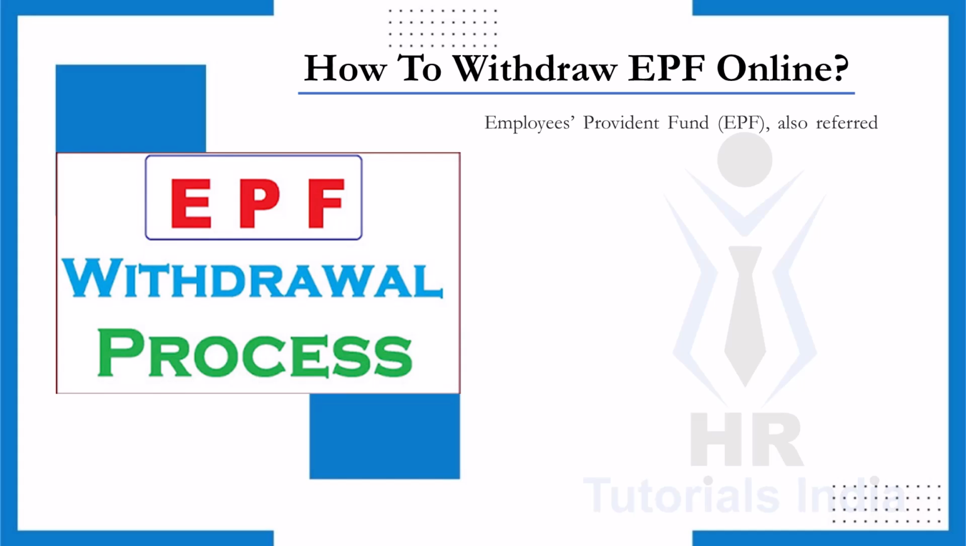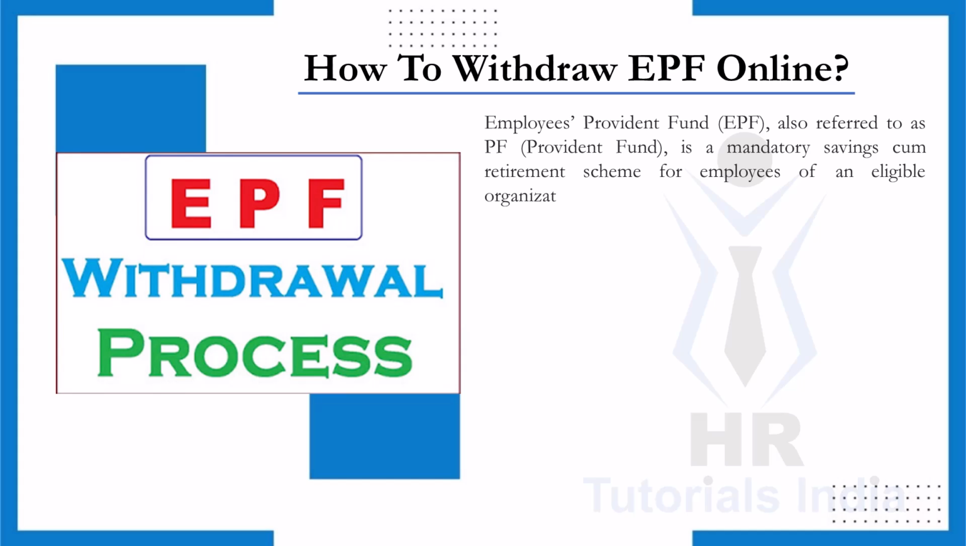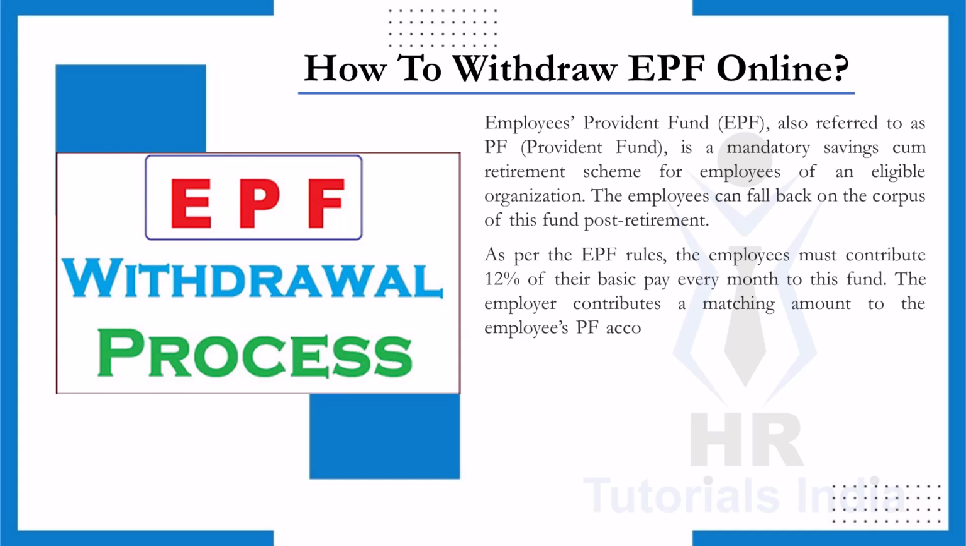Employee Provident Fund, EPF, also referred to as PF, that is Provident Fund, is a mandatory saving cum retirement scheme for employees of an eligible organization. The employees can fall back on the corpus of this fund post-retirement. As per the EPF rules, the employees must contribute 12% of their basic pay every month to this fund. The employer contributes a matching amount. The amount deposited in EPF accounts earns interest on an annual basis.